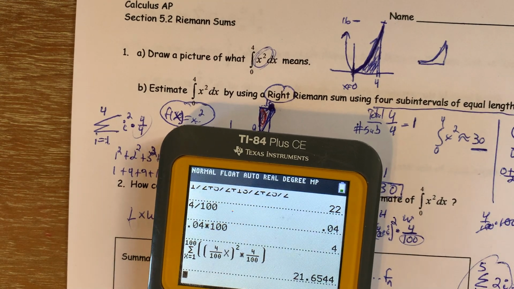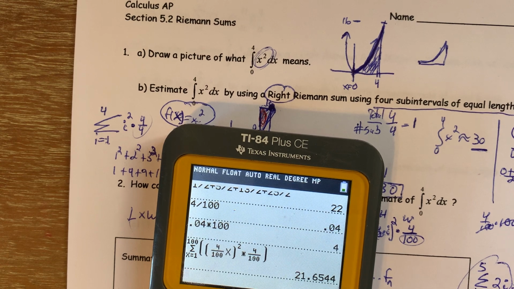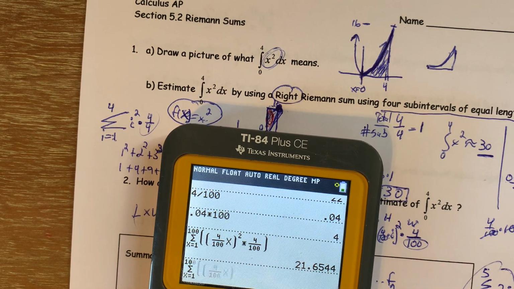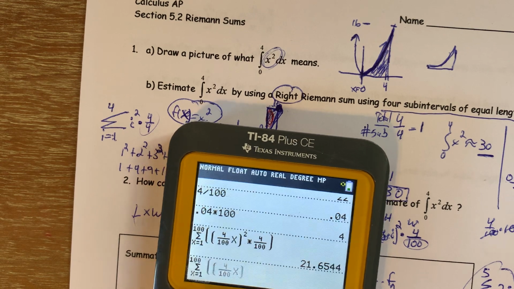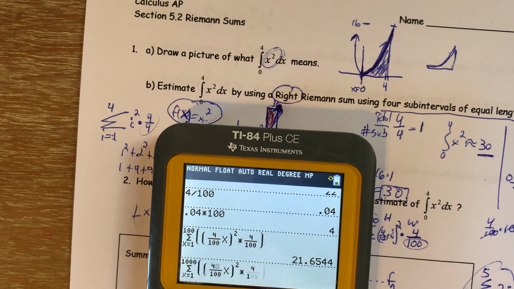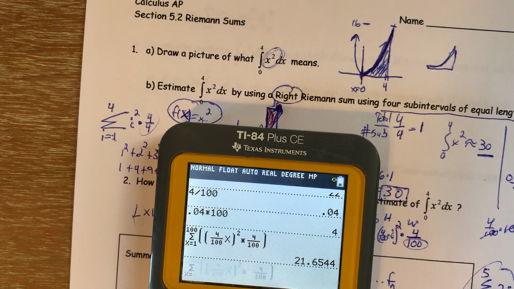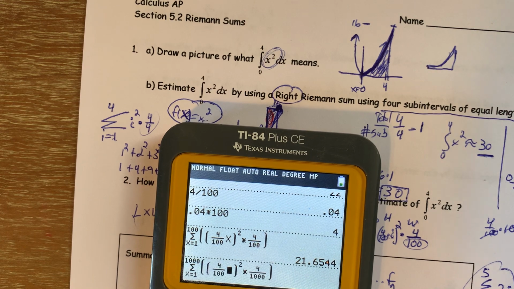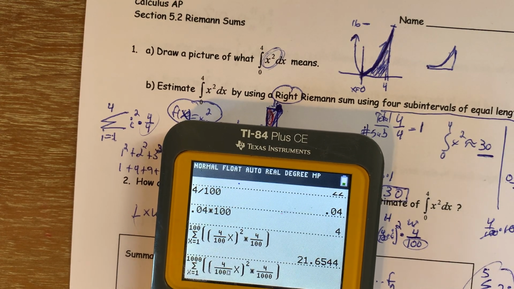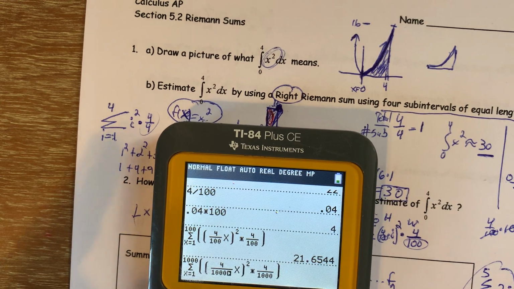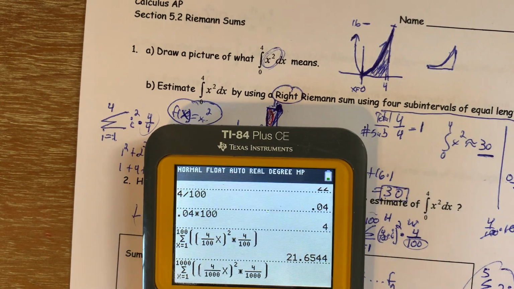Now, how could we get an even closer estimate? Well, what if instead of 100 rectangles, we used 1,000 rectangles? If we use 1,000 rectangles, we'll need to do the sum from 1 to 1,000. We'll take that length of 4 and divide it into 1,000 parts. And the height of each rectangle is going to be, we'll take 4, split it into 1,000 parts, go over by that much each rectangle, and square it.